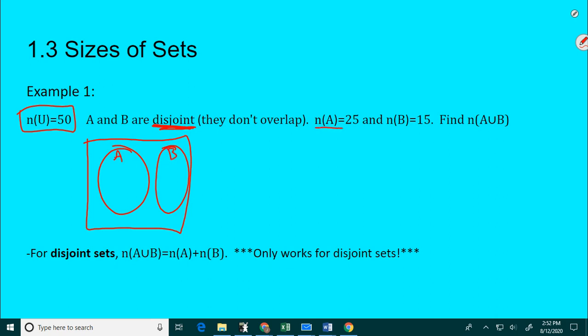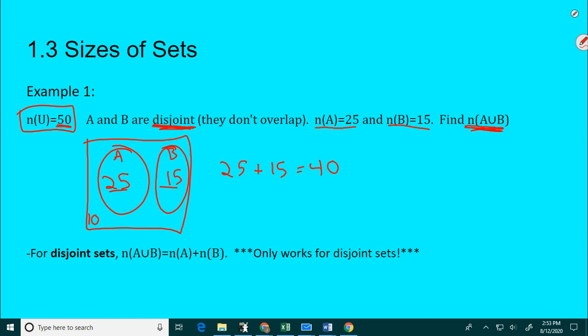All right, it says number in A is 25. Number in B, 15. Okay, we also know there's 50 in the whole set. So that leaves, what, 10 outside. Okay, so what we're finding is A union B. So that's A or B or both. Well, both doesn't apply here because they're disjoint. So A or B would be 25 plus 15, 40. So that's A union B.